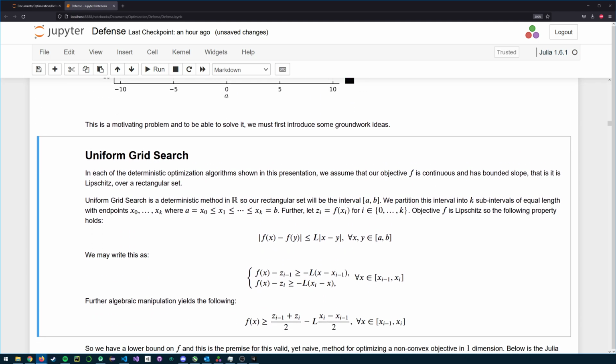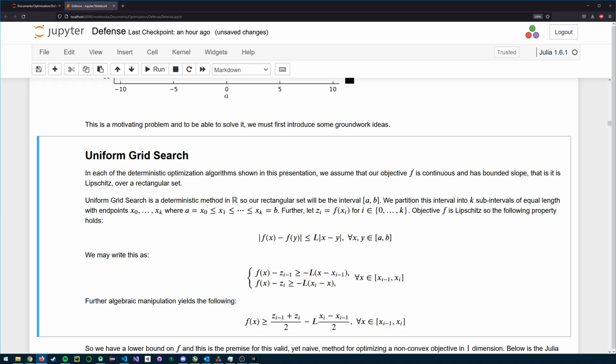So uniform grid search is a bit of a naive method, but I'm going to display it anyways because it sort of lays the groundwork for what we're going to be talking about next. So we need to impose some restrictions on our objective f. So we assume that it is continuous, first of all, and has bounded slope. Notice we don't need it to be continuously differentiable everywhere over its domain. It's good enough that it's continuous and has a bounded slope. Bounded slope, i.e. that means it is Lipschitz, over a rectangular set.